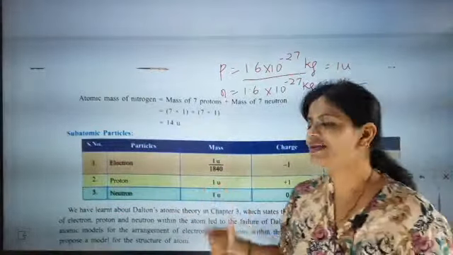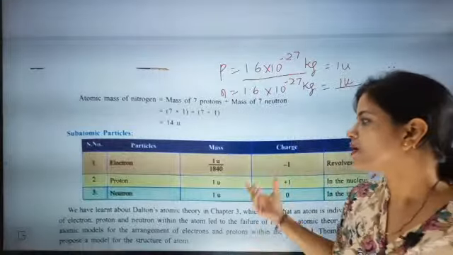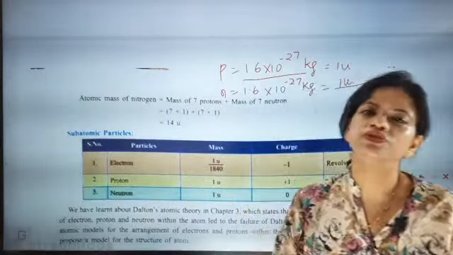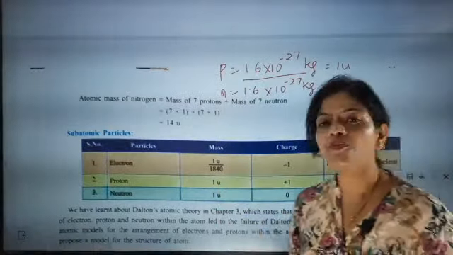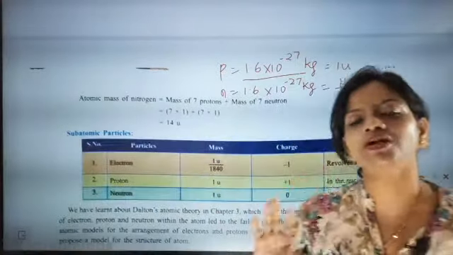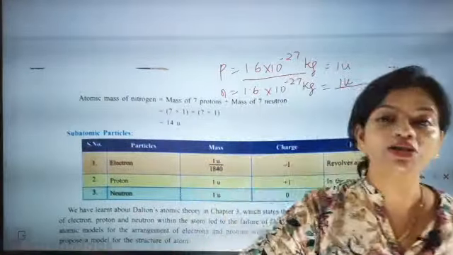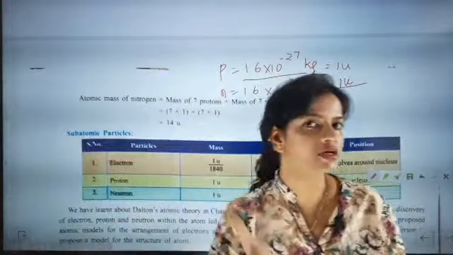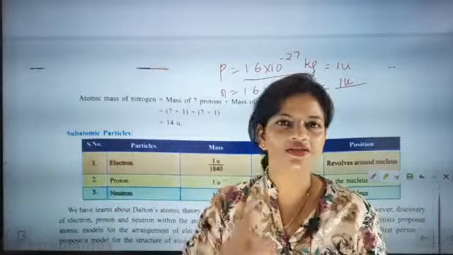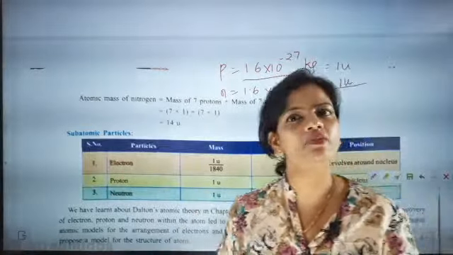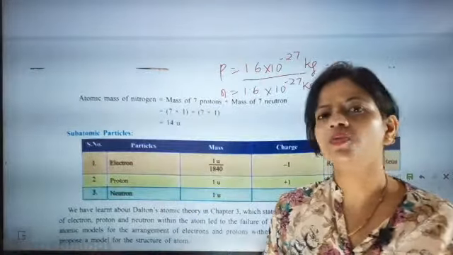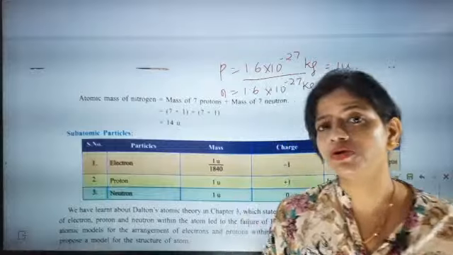It is comparatively 1 by 1840 times the mass of one atom of hydrogen. Here the mass of proton is equal to the mass of one hydrogen atom, and since proton mass is equal to neutron mass, what will be the comparison between neutron and hydrogen?